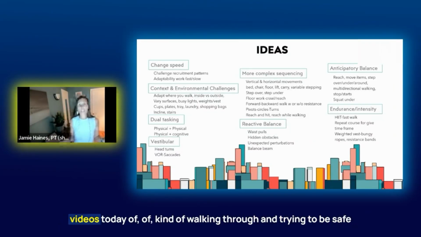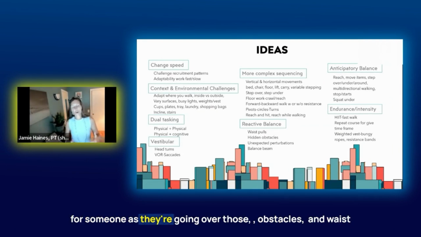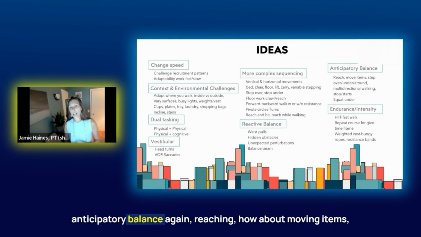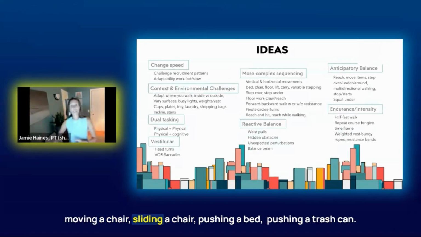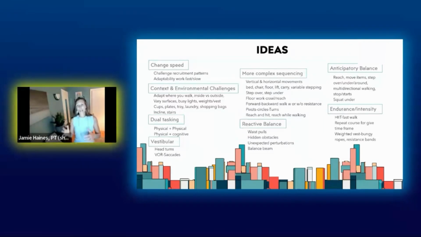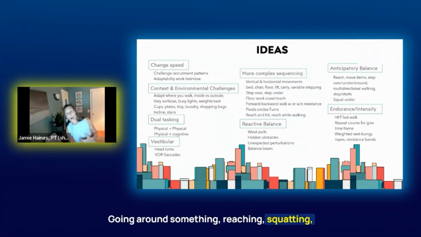So I'm going to show you some videos today of walking through and trying to be safe for someone as they're going over those obstacles. And waist pulls, pulling on the waist somehow. Looking at anticipatory balance, again, reaching. How about moving items? Moving a chair, sliding a chair, pushing a bed, pushing a trash can. We did that the other day in the clinic. Going around something, reaching, squatting.